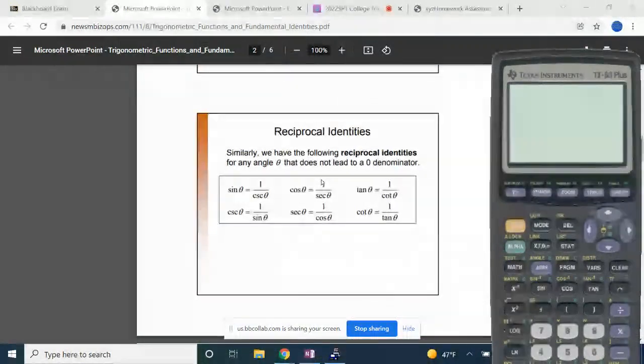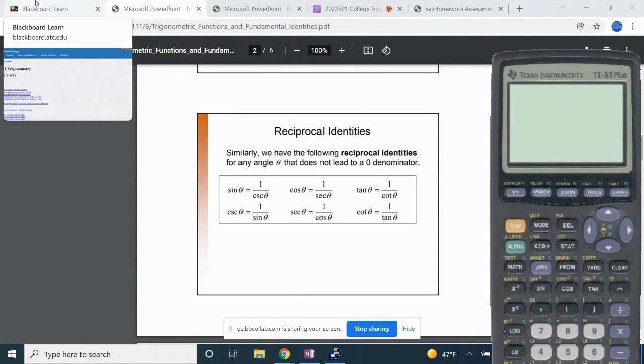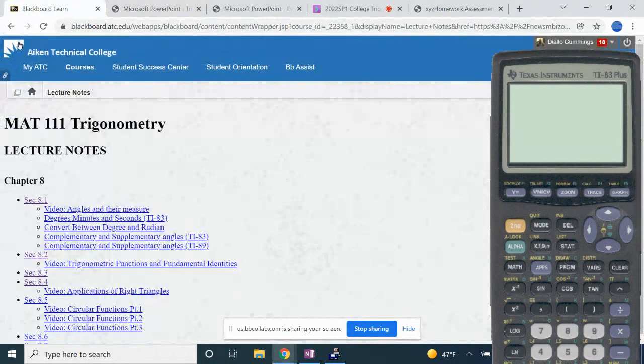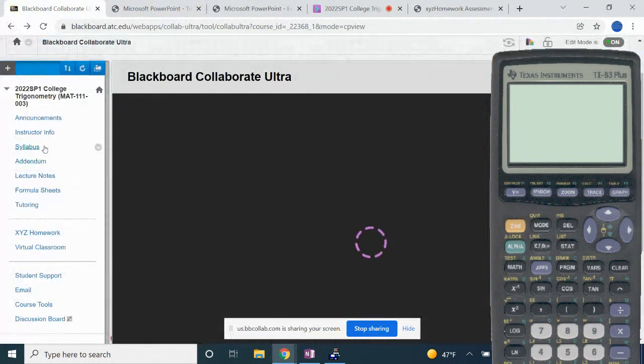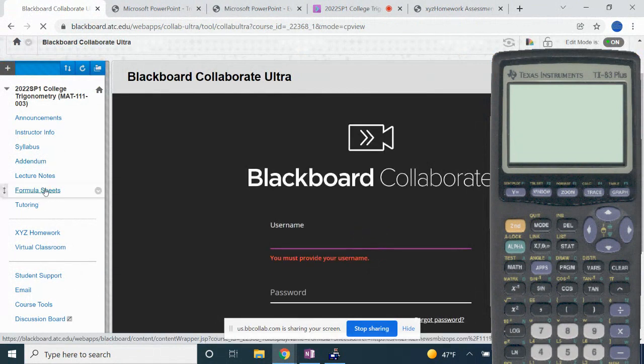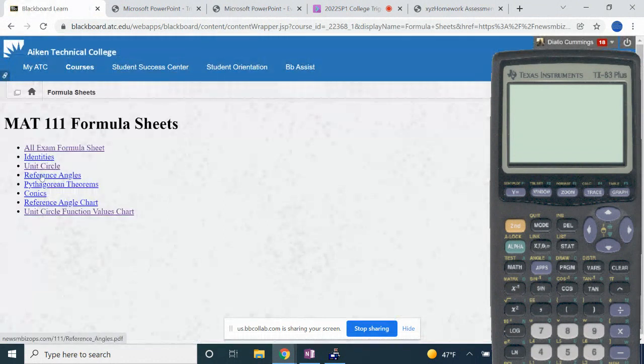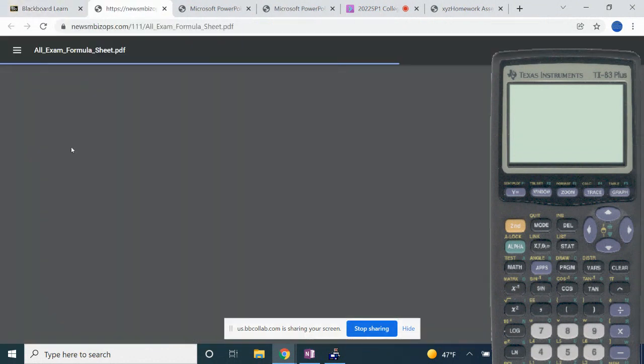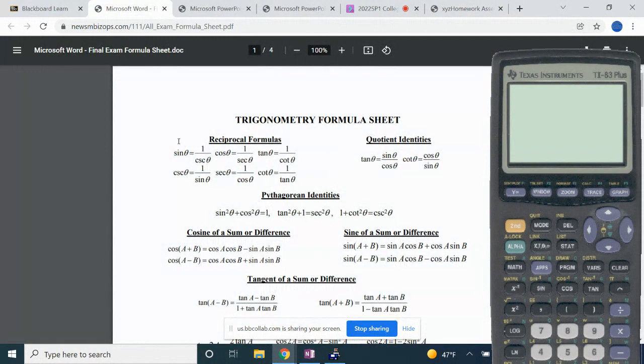Okay, and I want to talk about reciprocal identities. And for reciprocal identities, okay, we have the following. Now, as far as the formula sheet is concerned, the all exam formula sheet, I'm going to bring that up for a second. I don't believe that the reciprocal, just give me 1 second to bring that up. This is the all exam formula sheet. Okay, and we have the reciprocal set of formulas that are on this formula sheet.